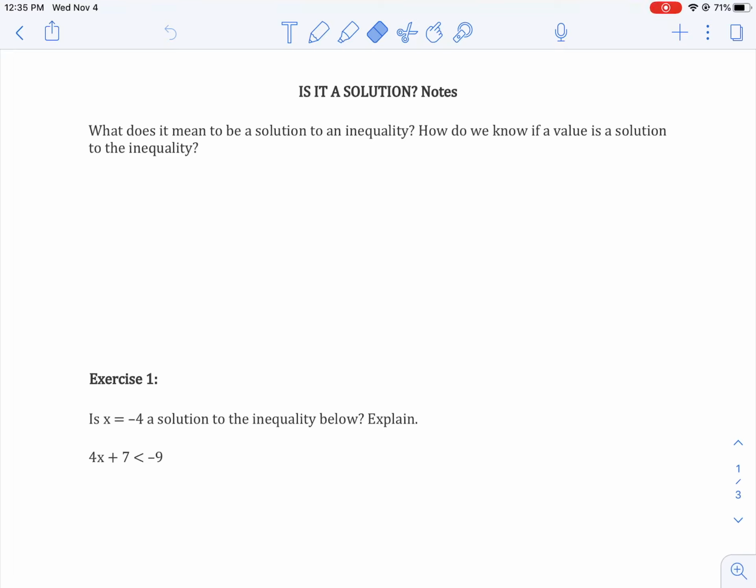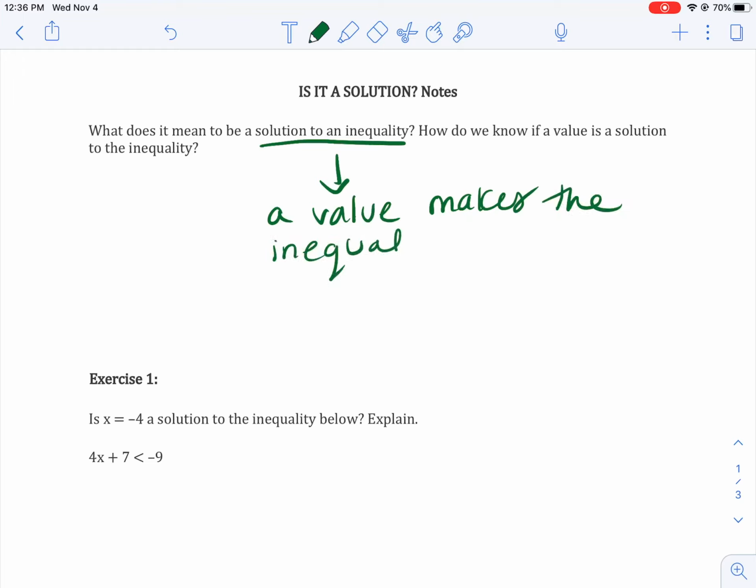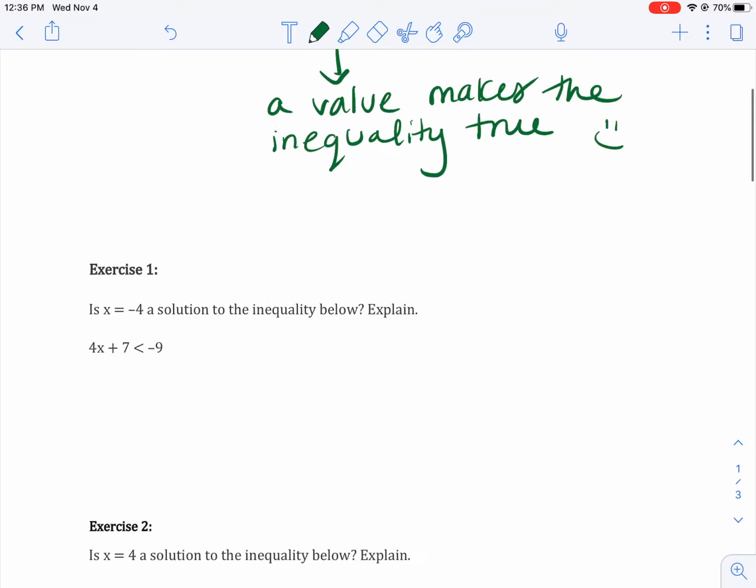What we're going to be doing here is looking at when we substitute a value in for a variable, does it make an inequality true or false? You can think about these as true or false questions. We'll know something is a solution if it makes the inequality true. So let's look at example 1. We know a value is a solution if it makes the inequality true. Okay, so let's try our first example.